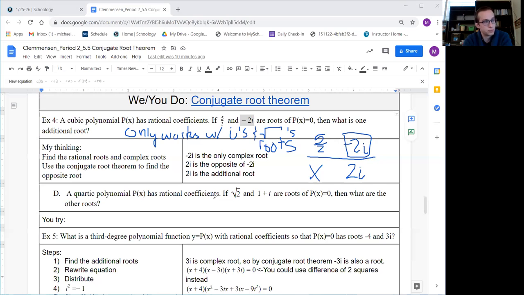All right, let's try it then. Let's see if everybody can do D. If I can get at least 13 people to tell me the right answer, then we'll be good. We'll move on. We'll get that extra credit point. What are my extra roots if I had my roots as square root of 2 and 1 plus i?